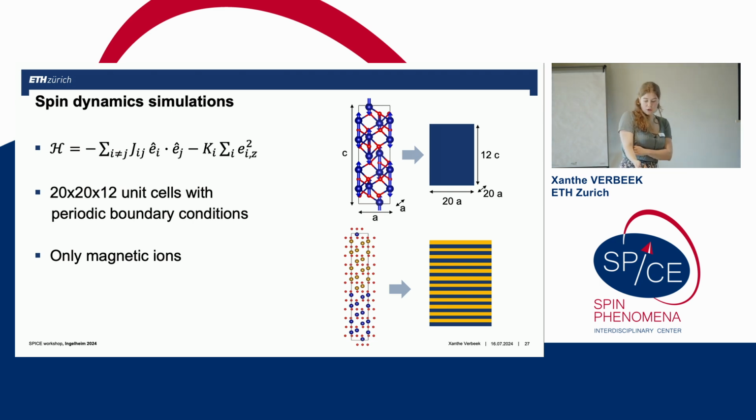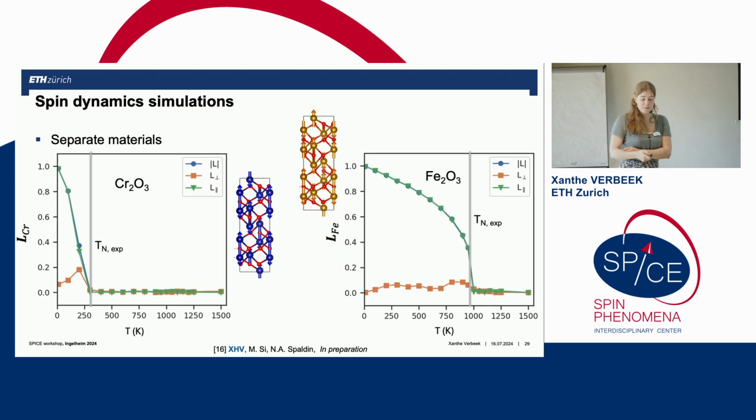Now, for the bulk compounds, we see the following. Here I plot the Néel vector as a function of temperature for the chromium oxide. I plot both the absolute value of the Néel vector as well as the component perpendicular to z and the component parallel to z. And so we see that we match the Néel temperature quite well and that we immediately move into a state where the moments are arranged parallel to the z-axis.